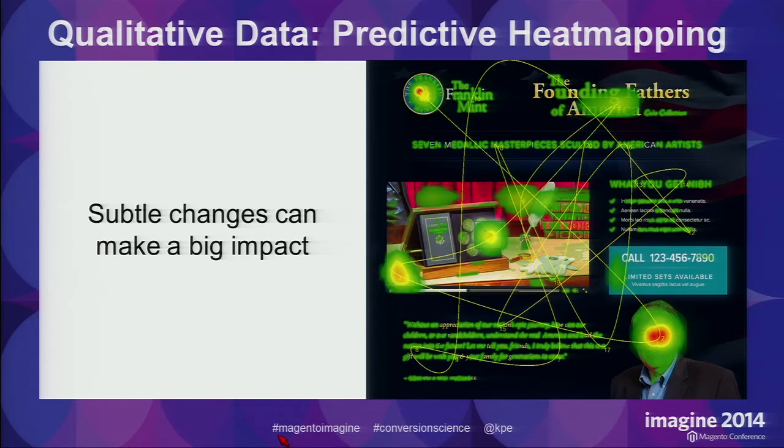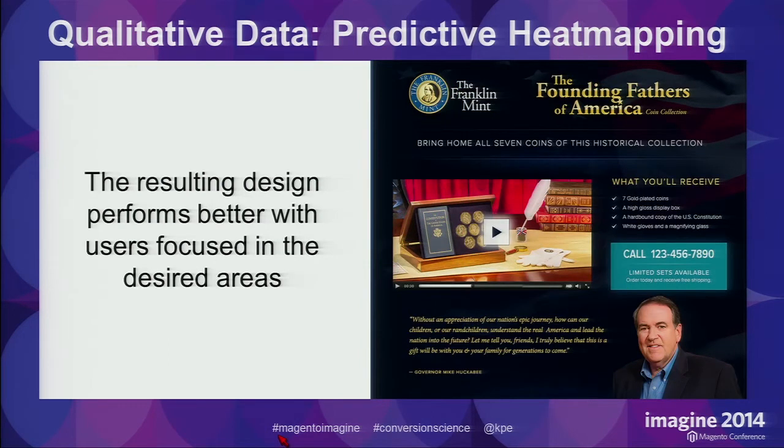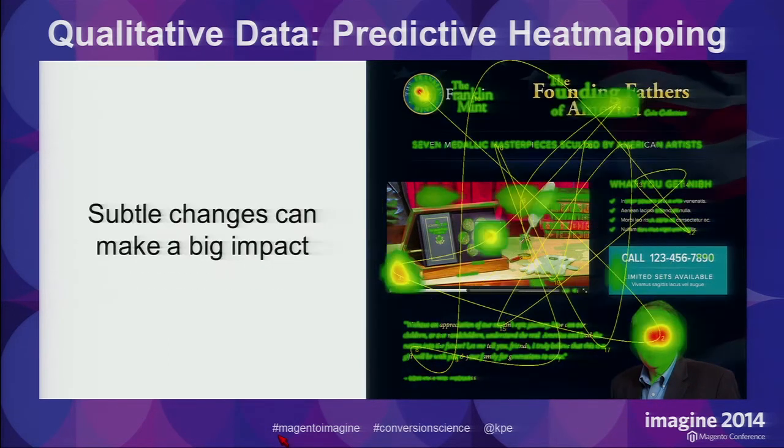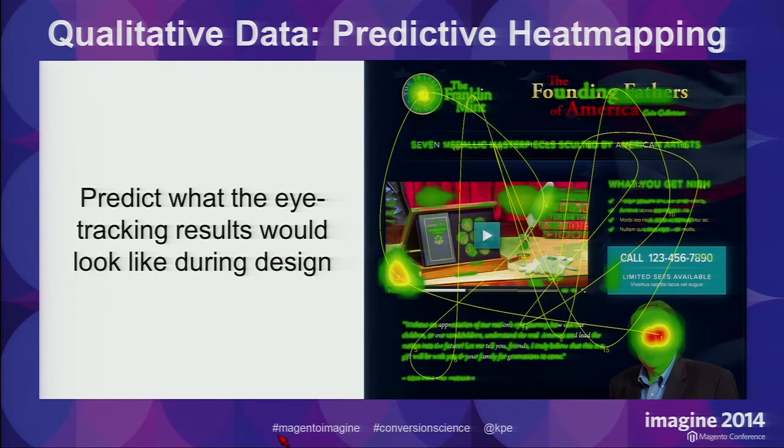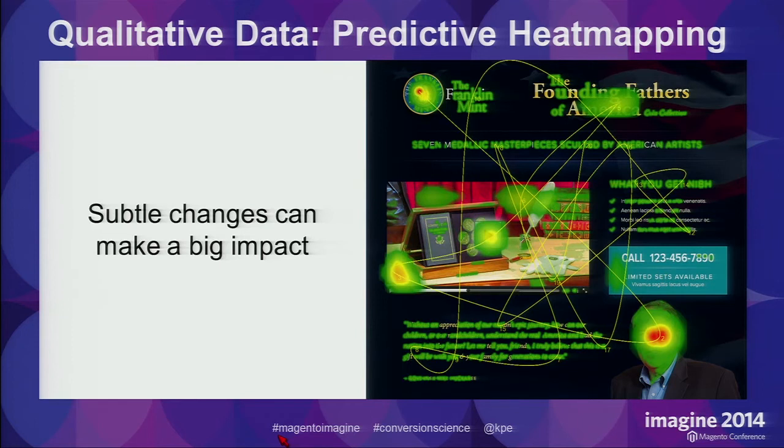I'll try to switch back and forth here. I don't know if the back button will work in this thing. There we go. So a couple subtle changes. One, we changed that turquoise button to white. And the Founding Fathers of America in the top right corner, we changed the text from red to gold all the way around. A couple other subtle little changes, but very subtle changes had a pretty dramatic impact on this heat map.